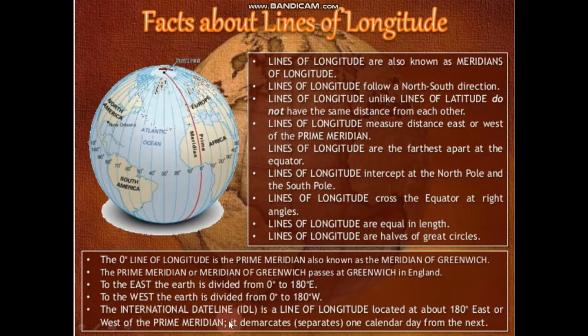And the international dateline, it is a line of longitude located at about 180° east or west of the prime meridian. It separates one calendar day from the next. That is why it is called the international dateline.